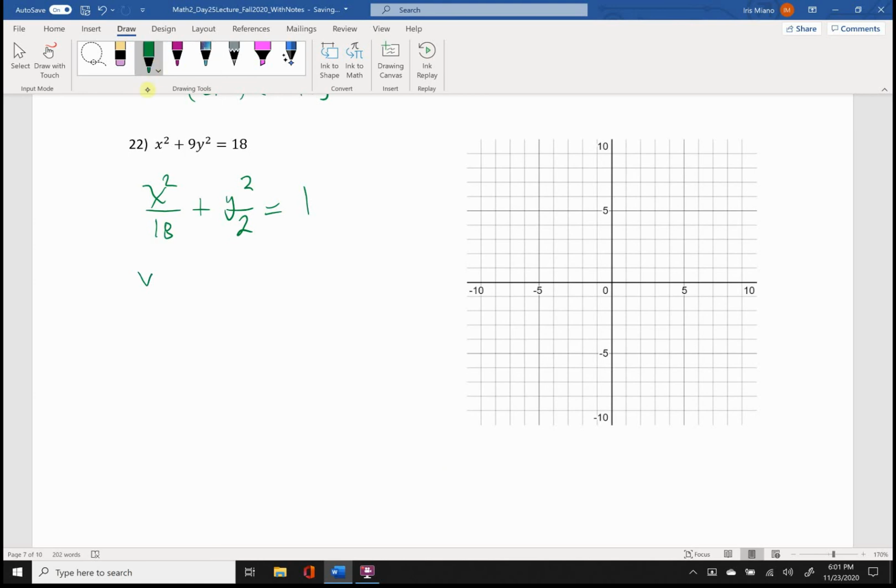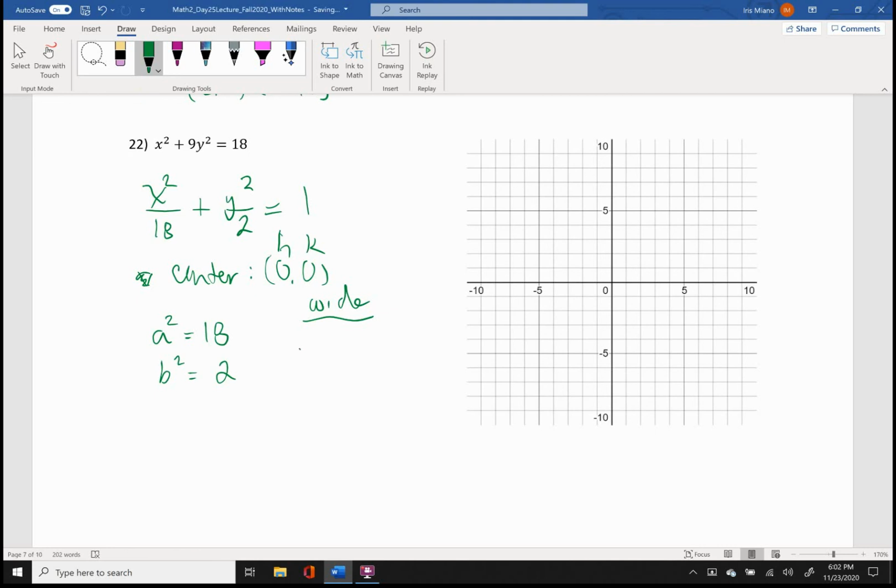Now, we can say definitively, we could have said it earlier too, that our center is at 0, 0. That's your h and your k values. Furthermore, your a squared is 18, and b squared equals 2. So we'll be able to calculate c from there. Furthermore, the fact that the x squared had the larger denominator means that we have another wide one. So it's going to be parallel to the x-axis, what do we call it? Major axis, that is. So it's going to be a wide one.